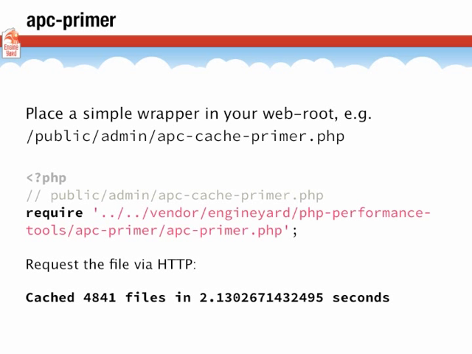apc-primer.php will include the config.php unless you manually define a $config variable prior to including it. Now, to run the primer, we just request the file via HTTP, and as you can see here, we have cached 4,841 files in just over 2 seconds. This includes the entirety of Zend Framework 2, as well as all the other dependencies and the application code itself.